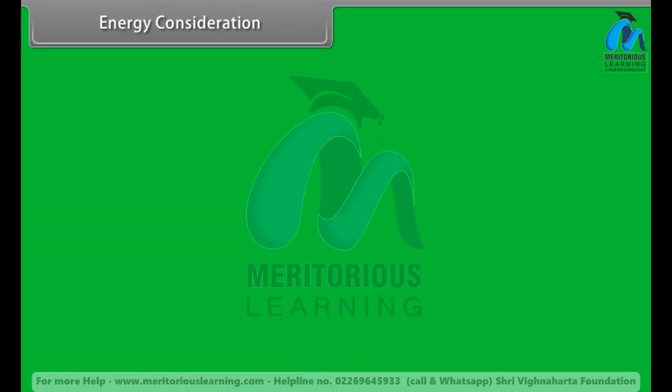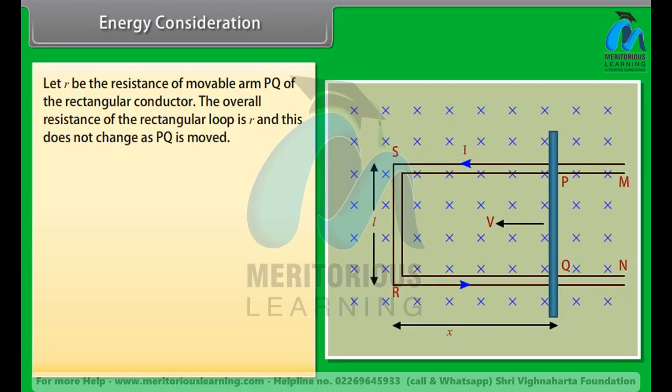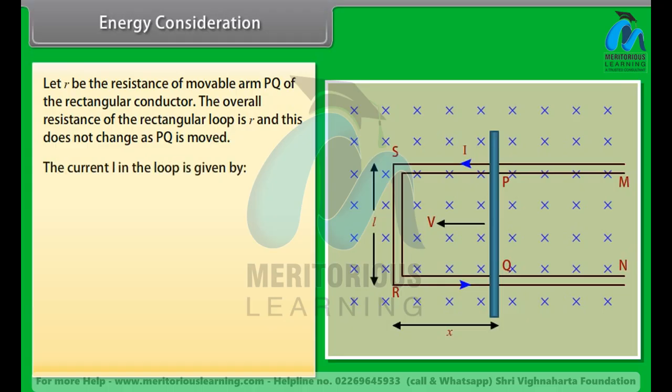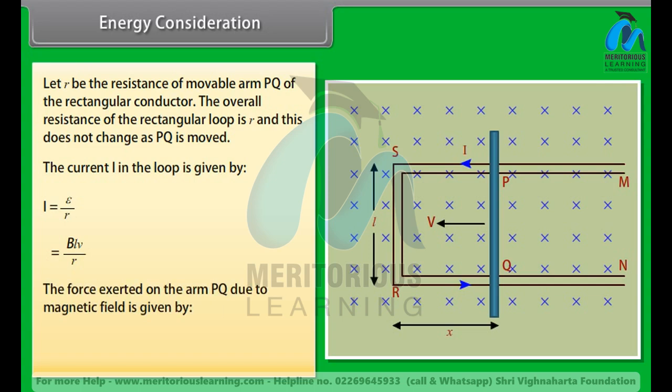Energy consideration. Let R be the resistance of movable arm PQ of the rectangular conductor. The overall resistance of the rectangular loop is R, and this does not change as PQ is moved. The current I in the loop is given by E divided by R, which is equal to BLv divided by R. The force exerted on the arm PQ due to magnetic field is given by ILB, which is equal to the product of B square, L square, and v divided by R.